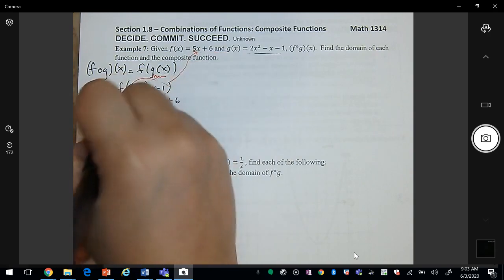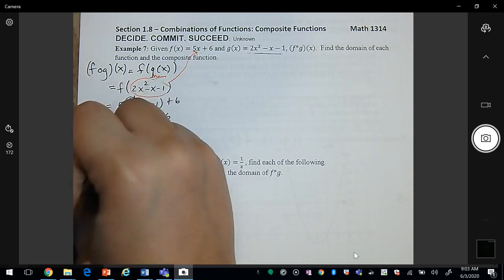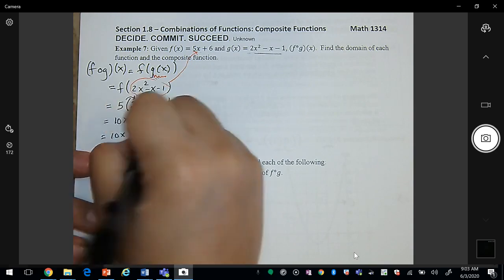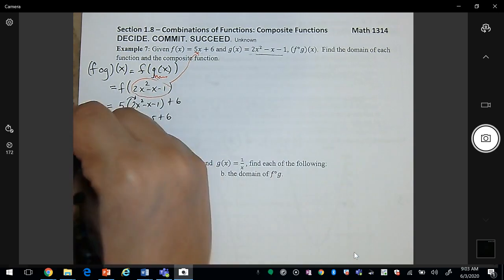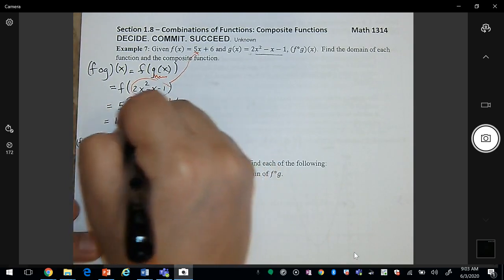Simplify, distribute this 5 inside. So we get 10x squared minus 5x minus 5 plus 6. So this is 10x squared minus 5x plus 1. So the composition is equal to this right here.